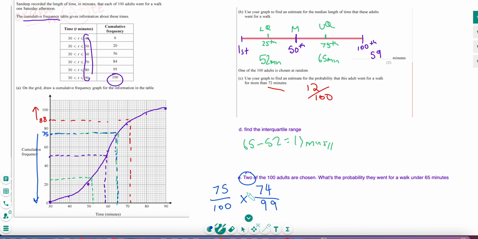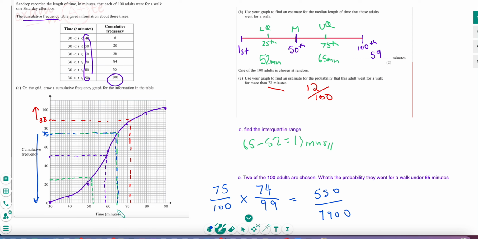So now it was 2 people. This was just one person, so it's a question slightly different. And you just multiply these numbers. 75 times 74, 5550 over 99 times 100, 9900. All right. So I went to 65 minutes.